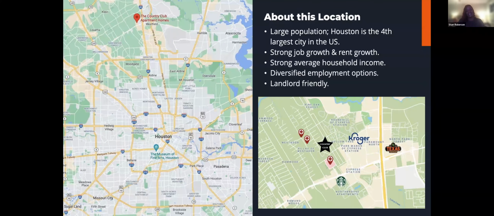Wow. Yeah, it is definitely an important factor, because when you cannot evict people for a long period of time, you're losing money every month. So, yep.